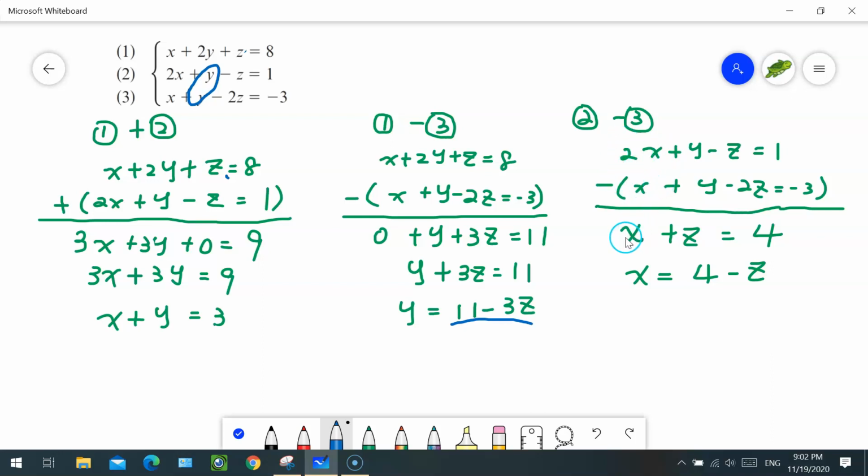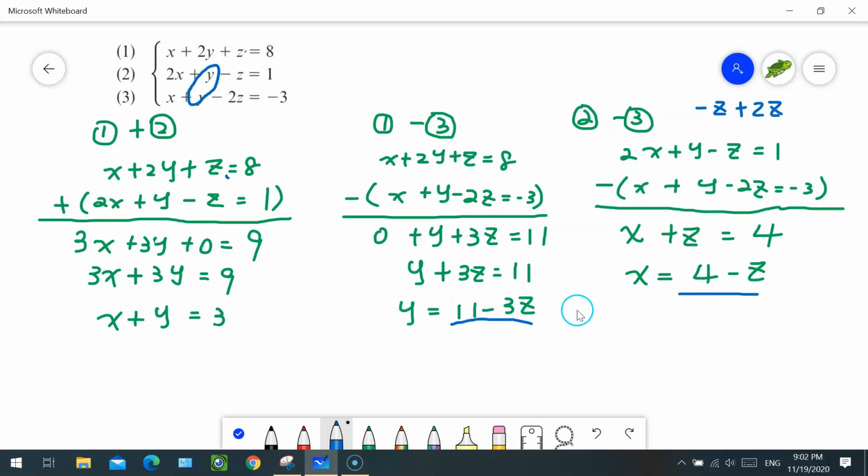So 2x minus x, you get x. Y minus y is 0. Negative z minus negative 2z, which is negative z plus 2z, so you get a positive z, equal 1 minus negative 3, which is 1 plus 3, you get a 4. So from here, I can rewrite the x into the 4 minus z.